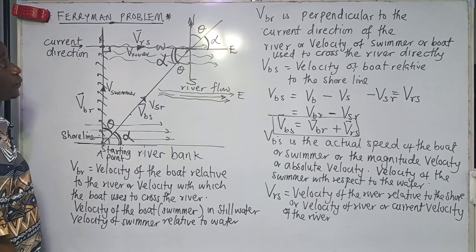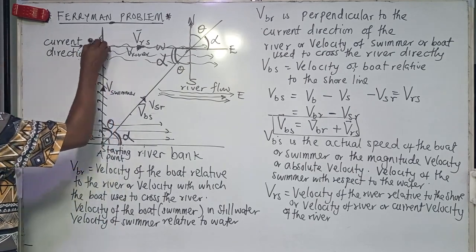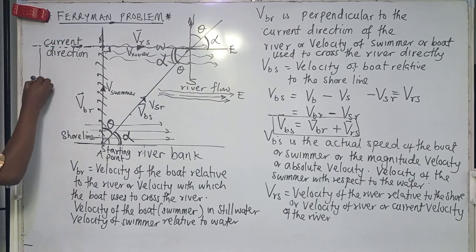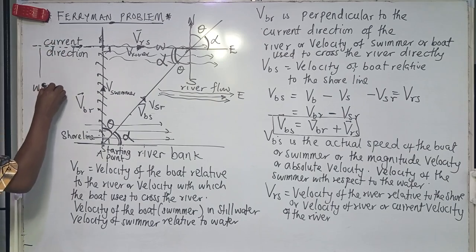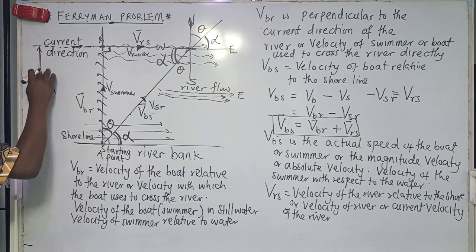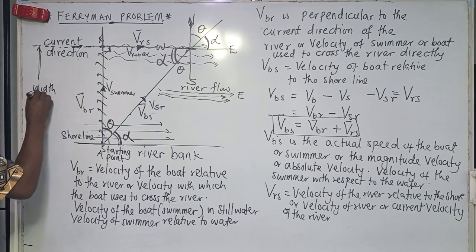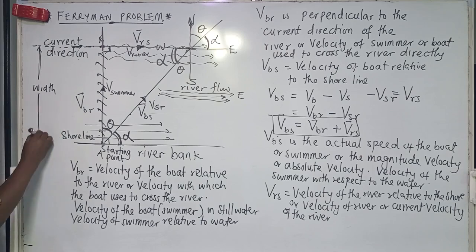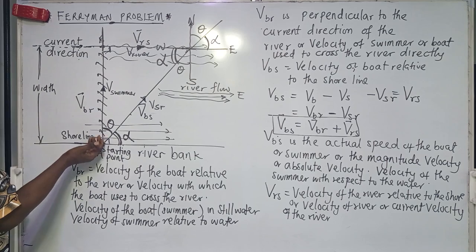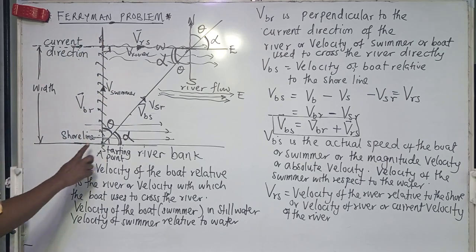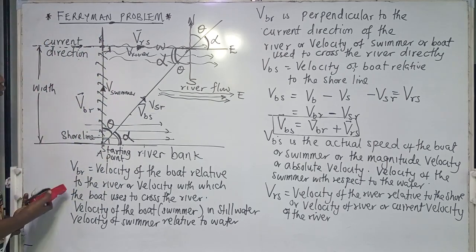Alpha. Now, this is the width of the river. The width of the river is the width. Now, why do we need the width? We use the width to calculate the time it takes to cross from A to B. To cross the river, we use the width to solve for the time.